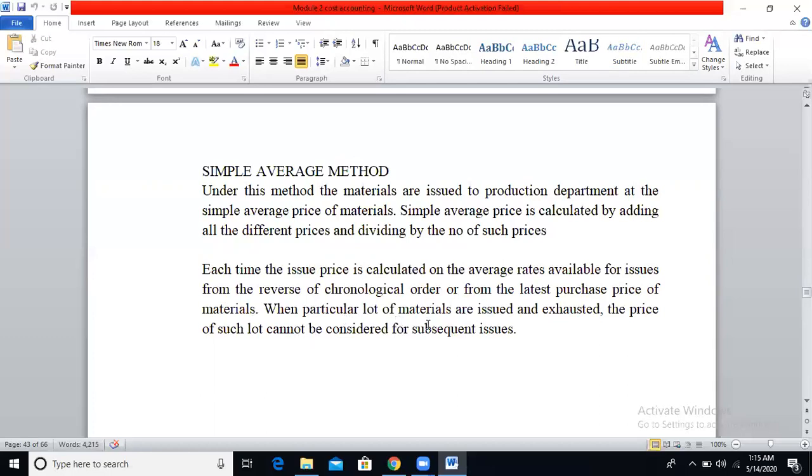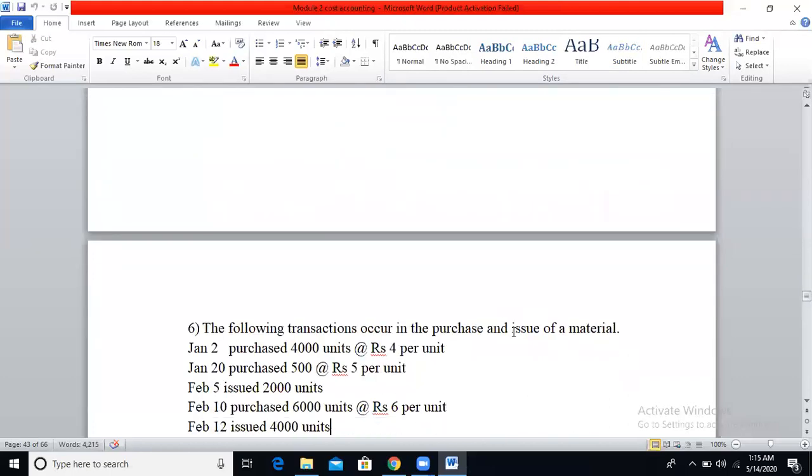When a particular lot of materials is issued and exhausted, so when particular materials are fully, completely issued, then the price of such material will not be considered for the next issue price of materials. So the price of such lot cannot be considered for the next subsequent issues. So let's see the problem.